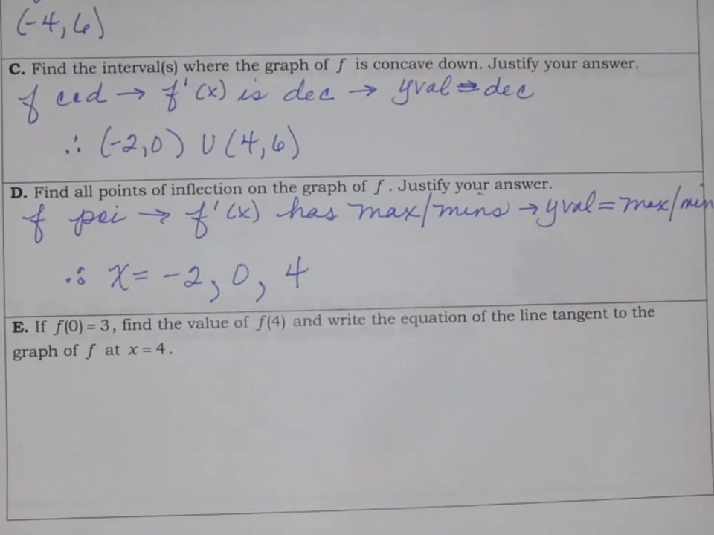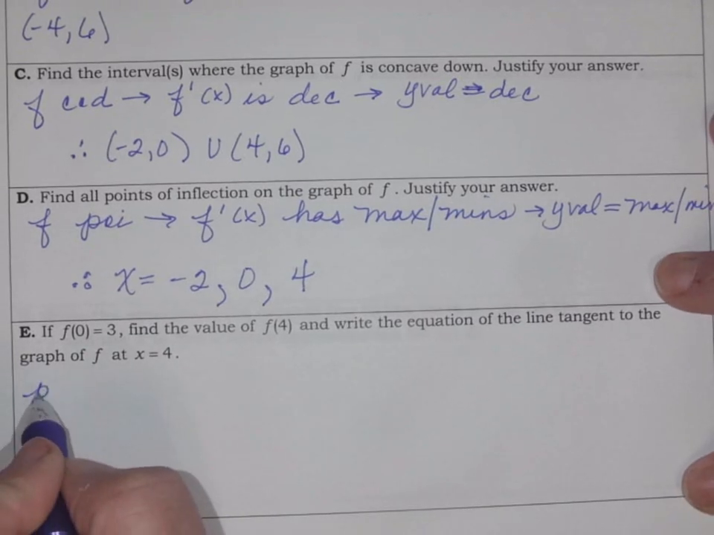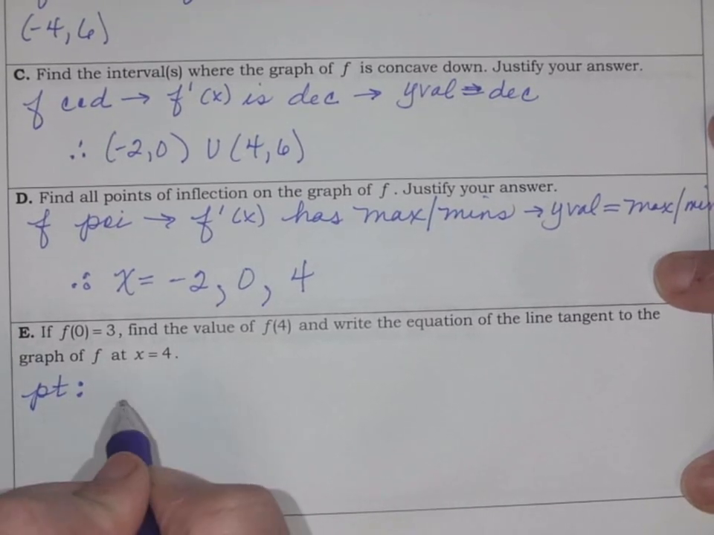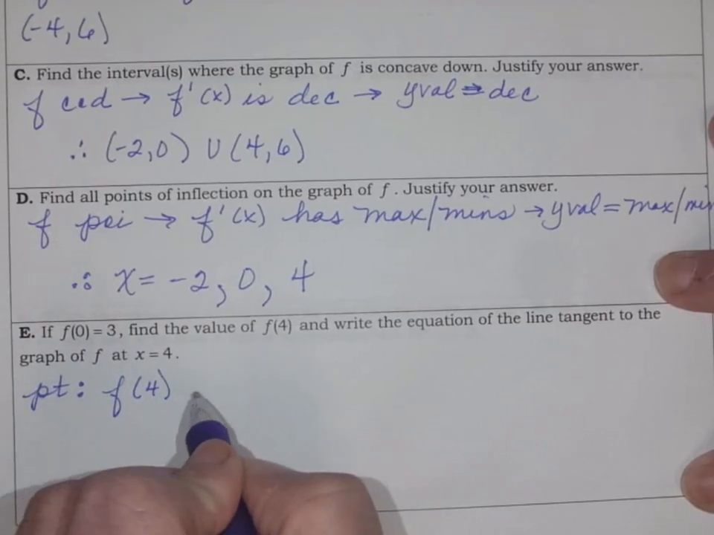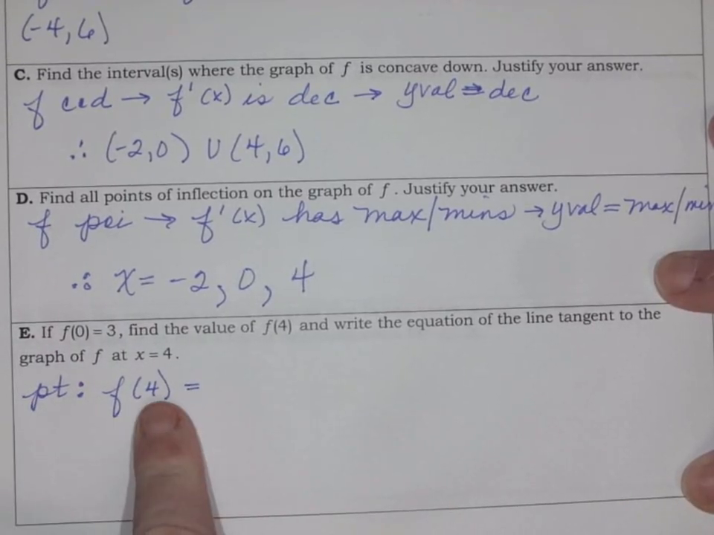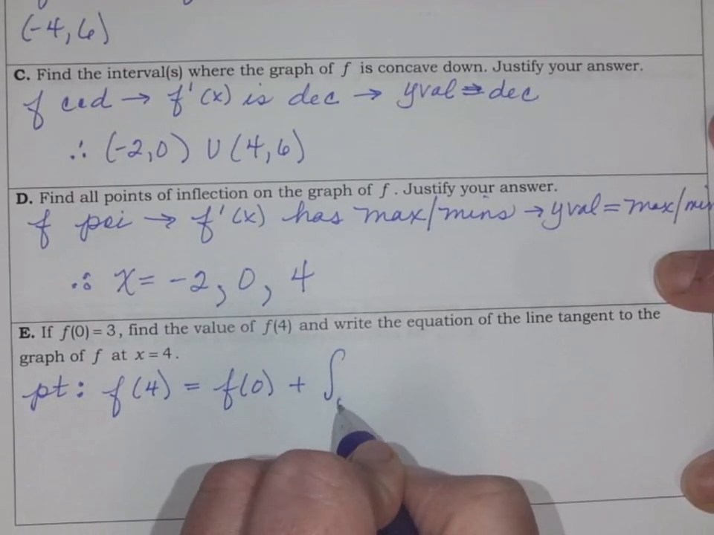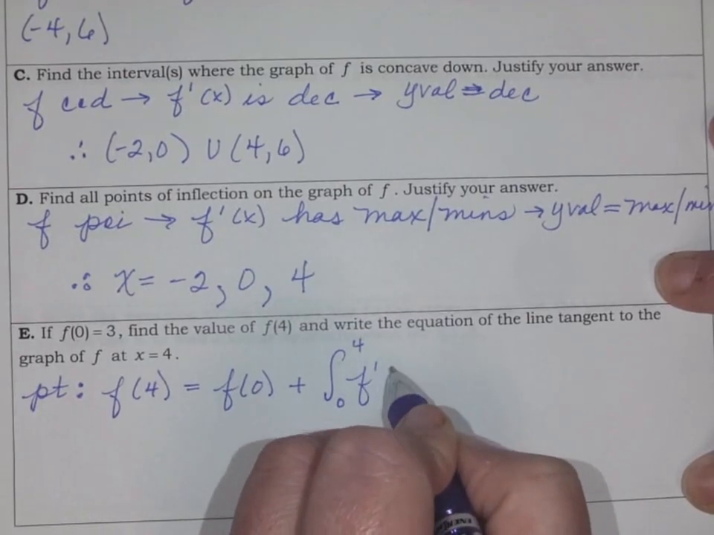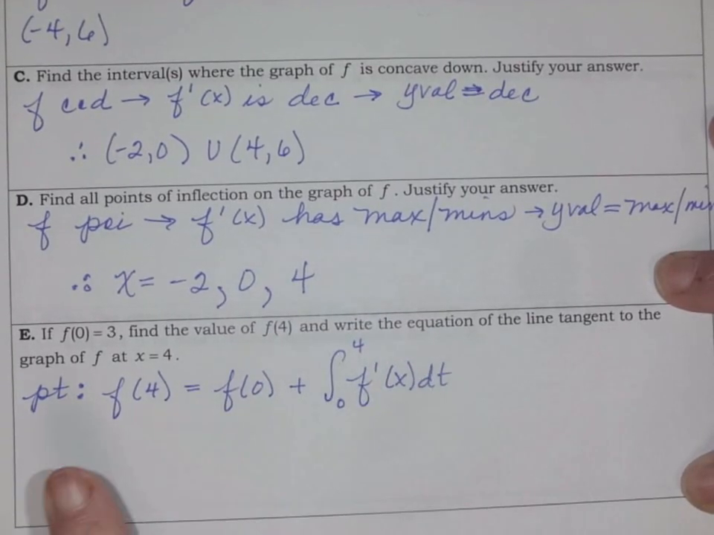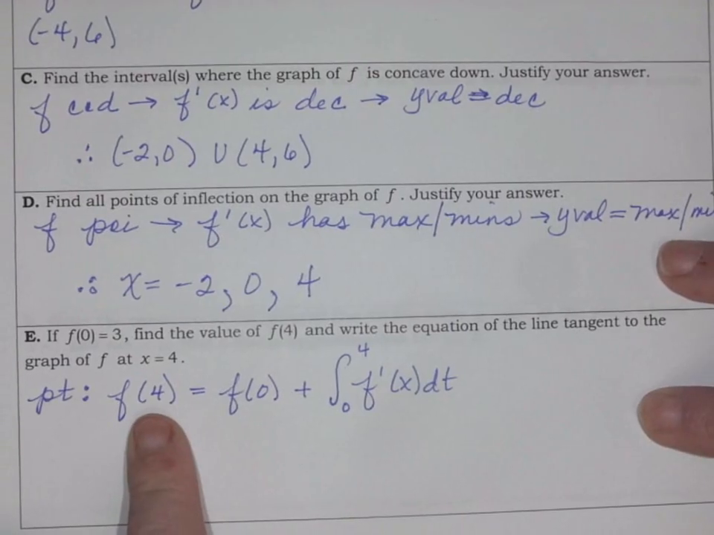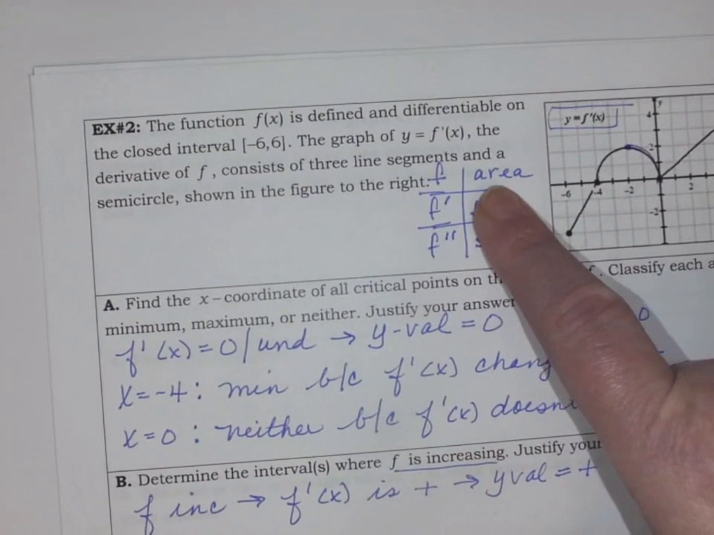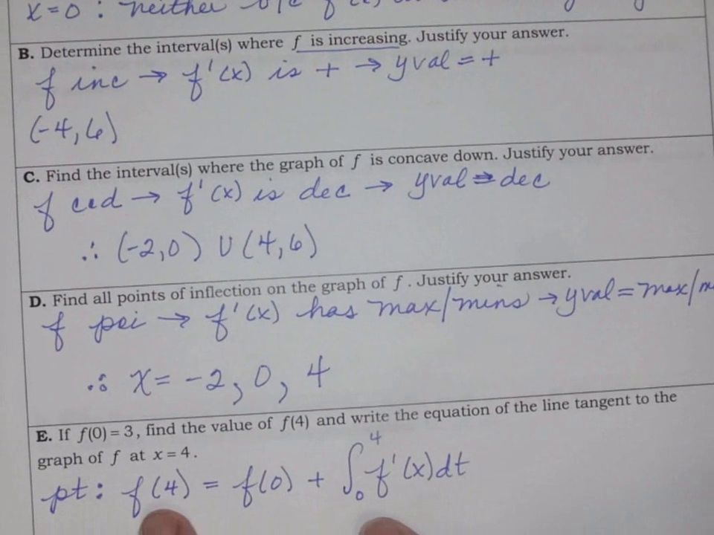All right, so the last thing is if f of 0 equals 3, find the value of f of 4 and write the equation of the line tangent to the graph of f at x equals 4. So there's two things that we need. We need a point and we need a slope. So we need our point, which would be f of 4, which is equal to f of 0 plus the integral from 0 to 4 of f prime of x dx. Now, we talked about when you're finding any information about f, remember we talked about doing our area. That's why the integral comes in.